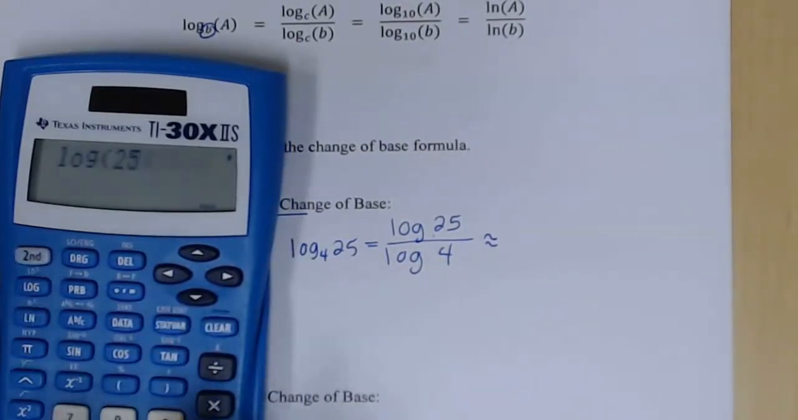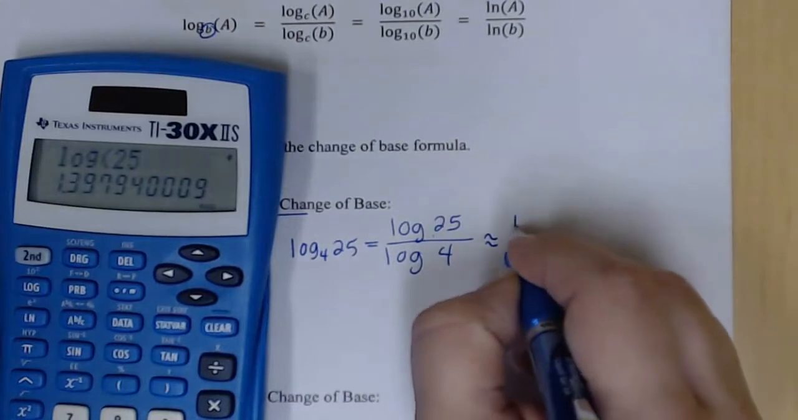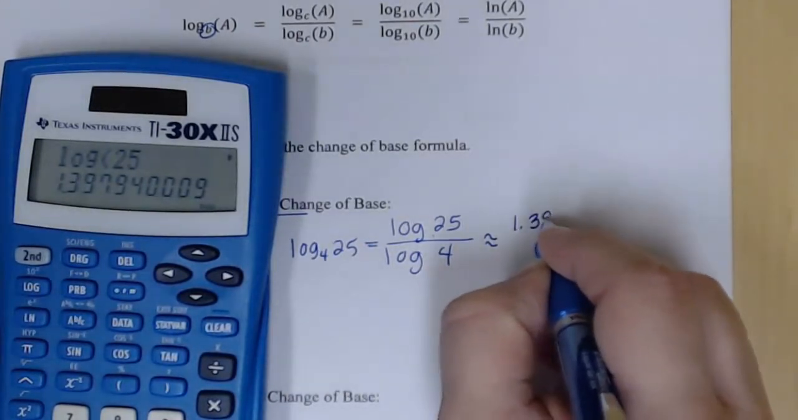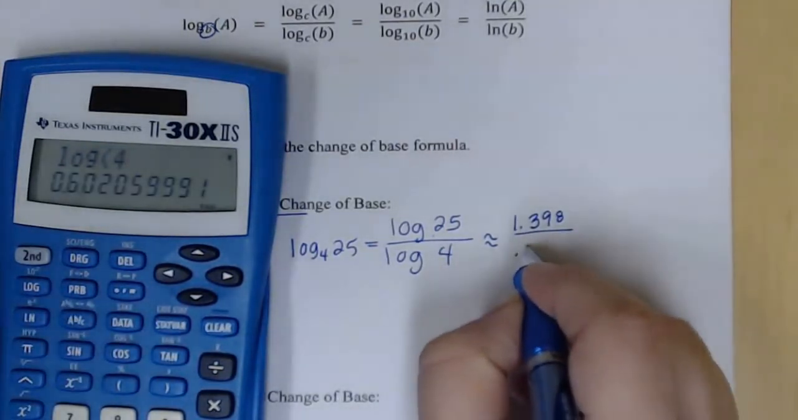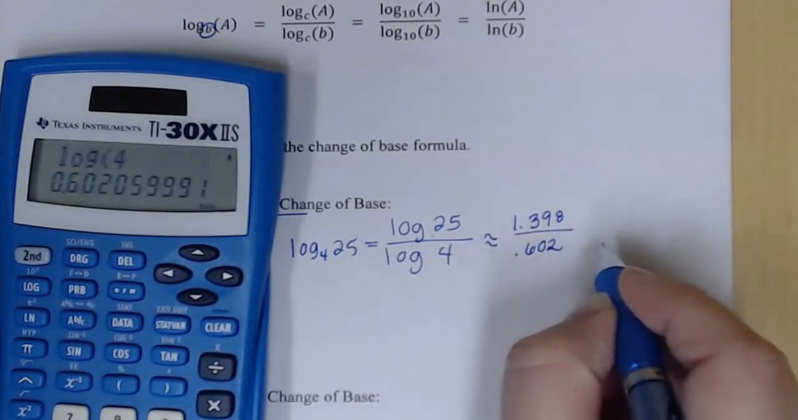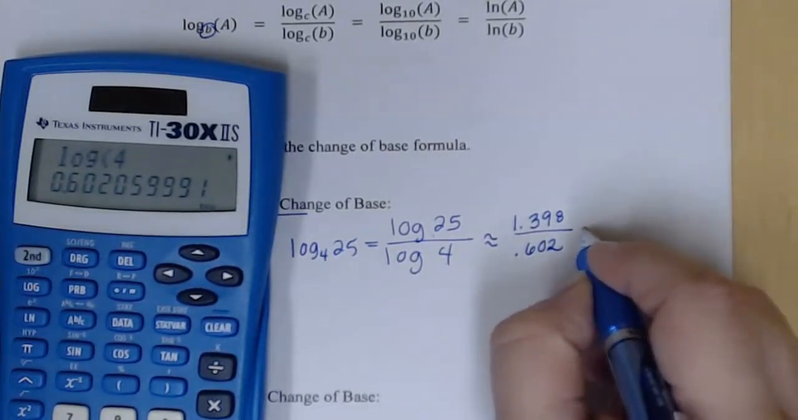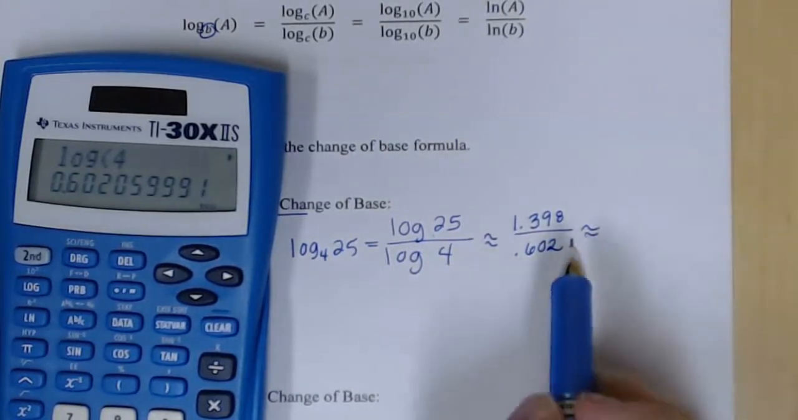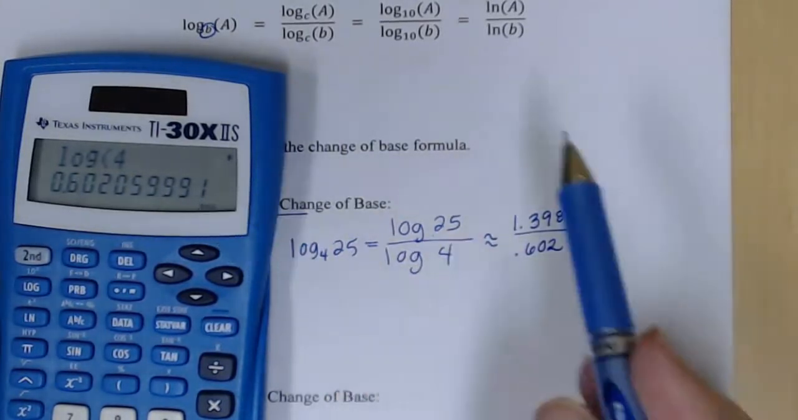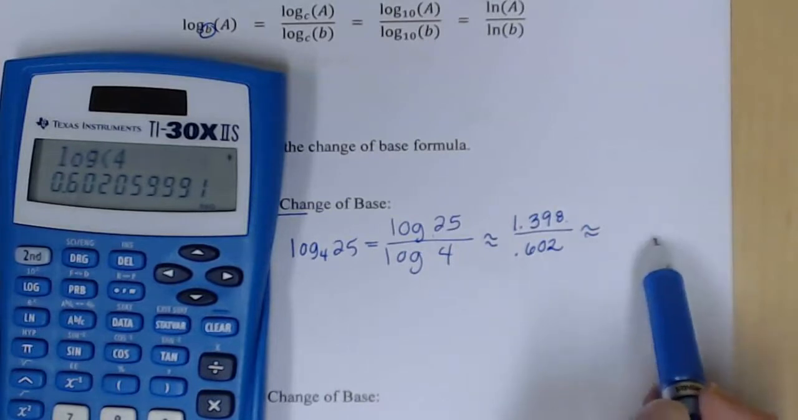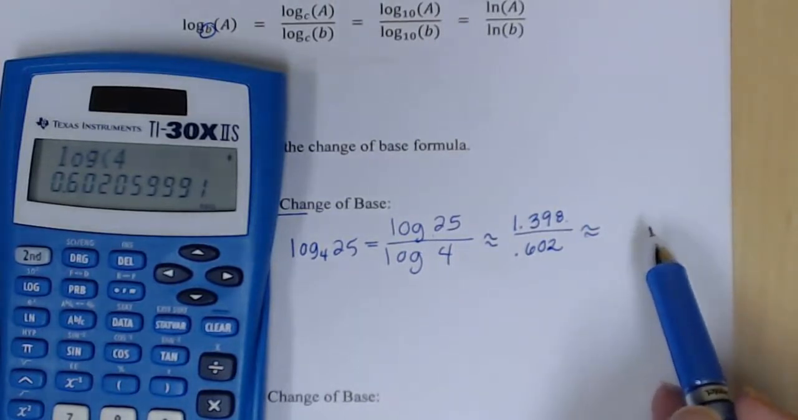So if I do log of 25, that gives me approximately 1.398. And if I do log of 4, that gives me approximately 0.602. So if I go in my calculator, I don't want to type in these individual numbers. I do want you to understand if you're getting the right numbers, but this is rounded, so it means my final answer would be rounded.